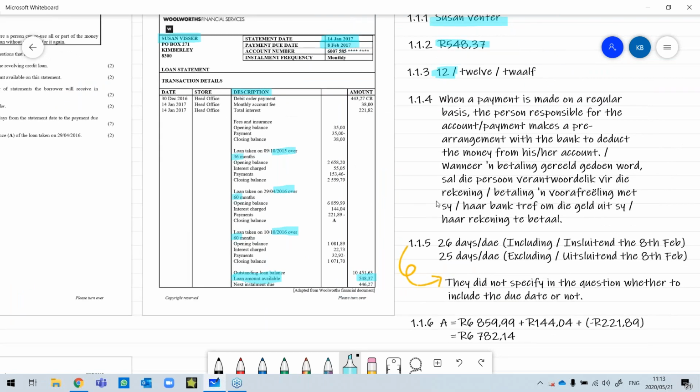So if you count from 14th of January to the 8th of February, we will accept either 26 or 25 days. So both of these will be marked correct. Now, the reason for that is the question statement does not tell you whether or not you should include the payment due date. So from the 14th, should it go all the way up until the 7th of Feb, or should it include the final payment due date of the 8th? So once again, the question did not specify, and therefore it is 26 days if it includes the 8th, but it is 25 days if it is going to exclude the 8th.